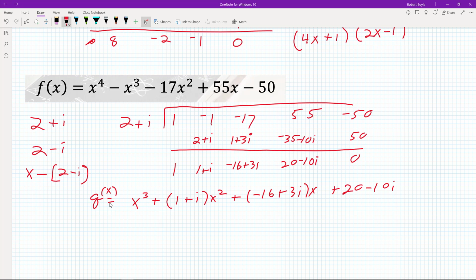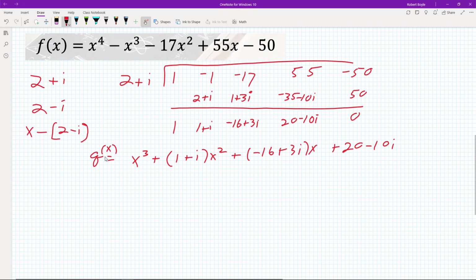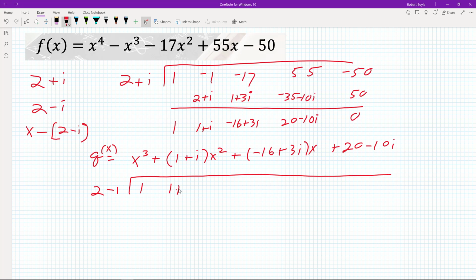So let's go ahead and divide out x minus 2 minus I from q of x and see what we get. So in our synthetic division, we are going to add this term right here, which is 2 minus I. And then our cubic coefficient is a 1. Our quadratic coefficient is a 1 plus I. Our linear coefficient is a -16 plus 3I. And then our constant coefficient is 20 minus 10I. So even though these are complex values, you can still do this.